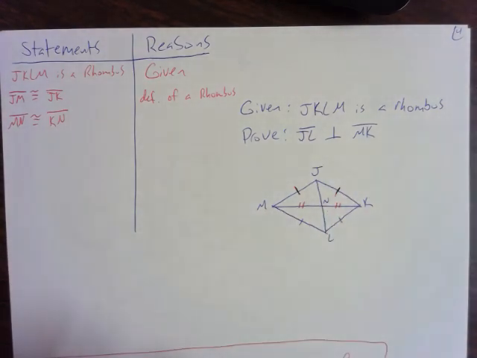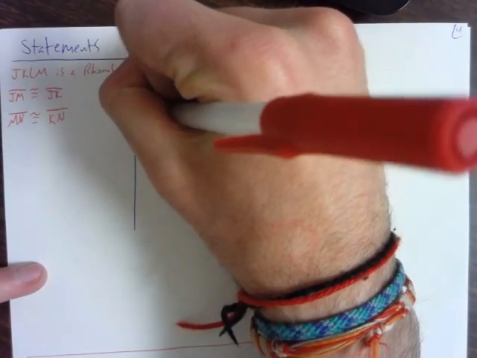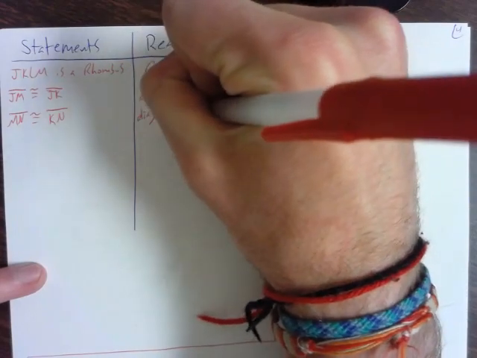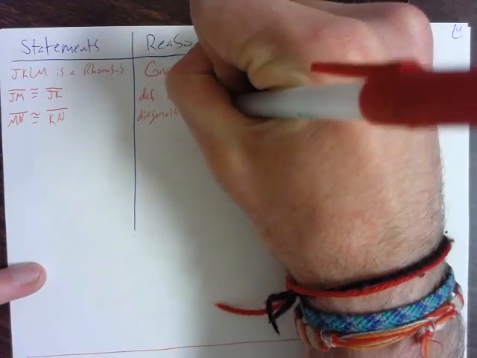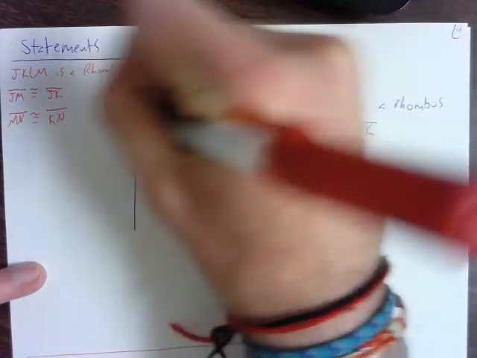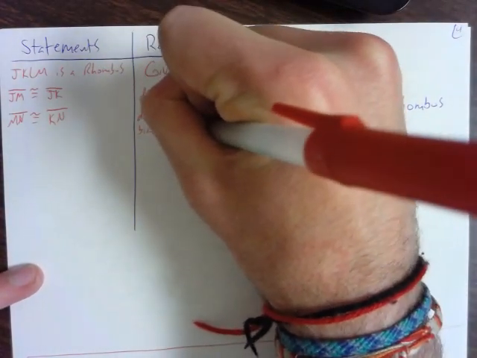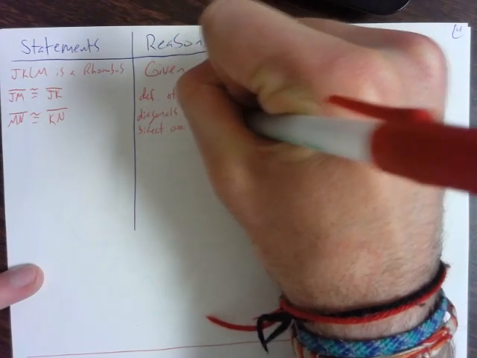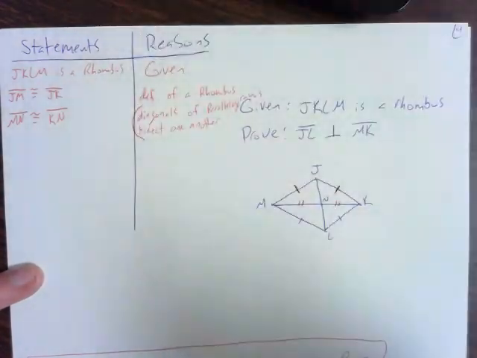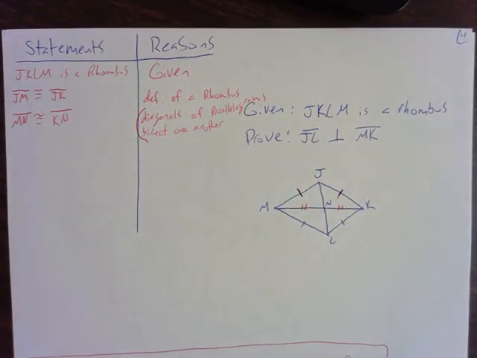Remember, a rhombus is a parallelogram, so I can use that proof on this statement here. So line segment MN is congruent to line segment KN because diagonals of parallelograms bisect one another. So coming in handy already. Okay, awesome. So I have a side and a side there.